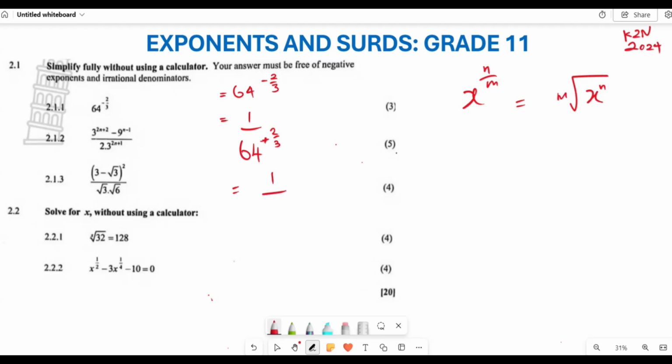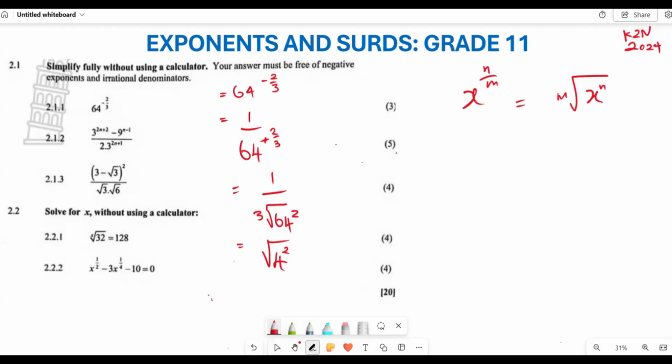Now, what is going to be the 64 here? I can come back and say my 64 is going to be the same as 64 squared, and then this is going to be my cube root altogether. Now, what is going to be my cube root of 64 when I'm doing it like this? My cube root of 64 in this particular case is going to be the same as 4.